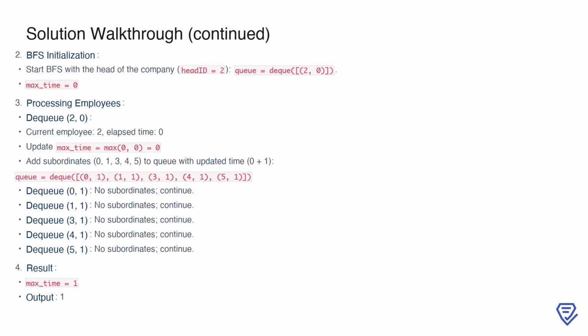Since employee 2 has subordinates, we calculate the time to inform each of them by adding the informed time of employee 2, which is 1, to the current elapsed time. These subordinates, employees 0, 1, 3, 4, and 5, are then added to the queue with their respective times. As we continue dequeuing employees from the queue, we find that none of the subordinates have further subordinates, so we simply update max_time as needed. By the end of the traversal, the maximum time recorded is 1, which means it takes 1 unit of time to inform all employees in this organization.